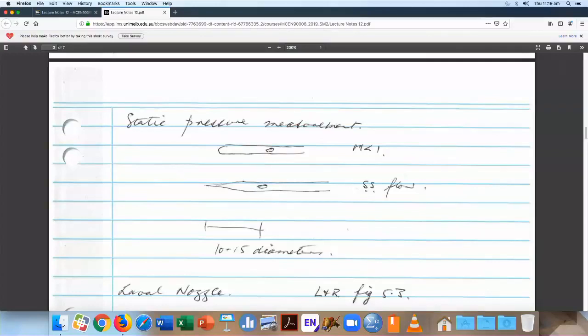There'll be no shock waves, and I'll measure the static pressure here where the flow is parallel, the same as it was up here. And so I'll measure the static pressure there. And typically that is about 10 to 15 diameters. So that's how it's done.